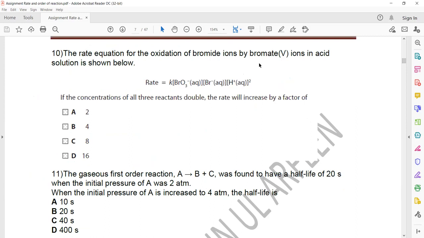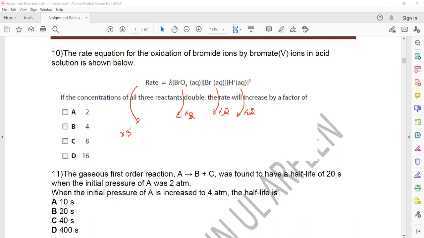In question 10, the equation for oxidation of bromide ion to form bromine in acid solution is shown. If the concentration of all three reactants doubles, how will the rate change? If all three are doubled, that means bromate ion is doubled, bromide ion is doubled, and hydrogen ion is also doubled. So due to the change in bromate ion, it will be, sorry, double. I wrote three here.